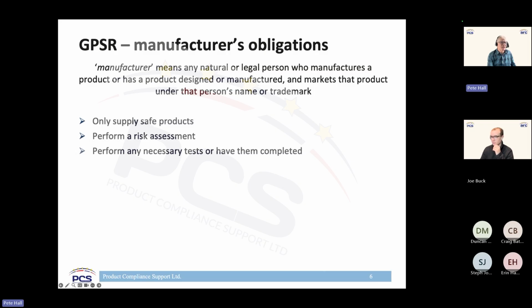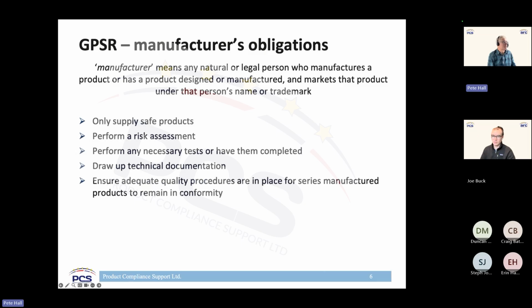If a product needs testing in order to show that it's safe, then you have to do those tests or get someone else to do them for you. You have to have technical documentation proving that your product is safe and that you've carried out the risk assessment and that you do tests as far as are necessary. So you have to document all those things and keep that documentation in case the authorities in the EU have a doubt about the safety of your product and they want to check up on it with you.